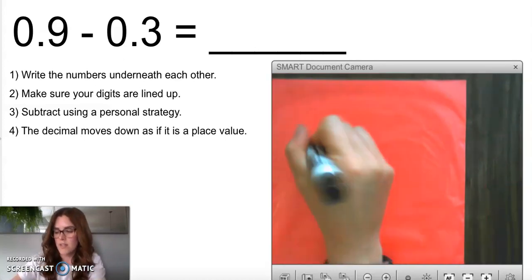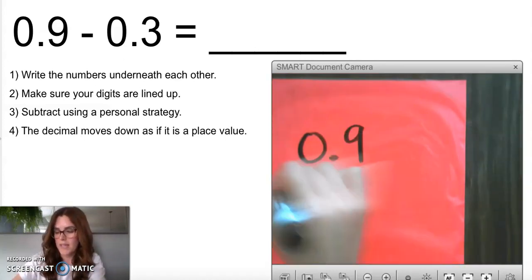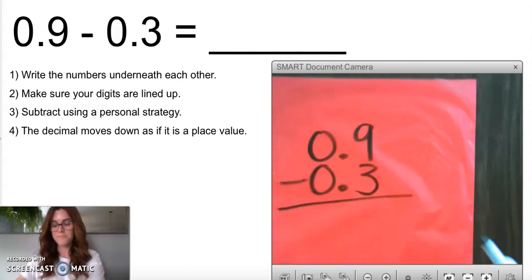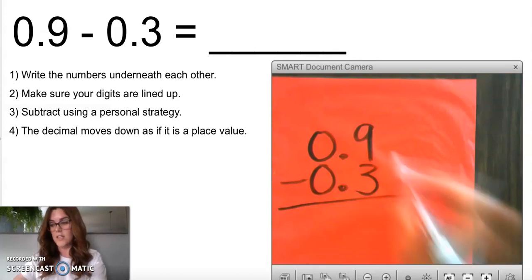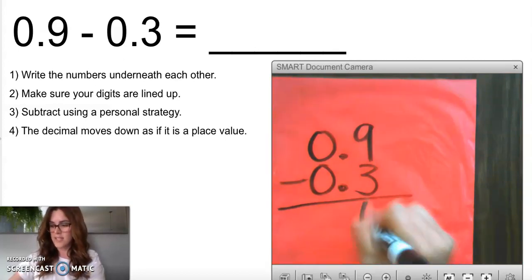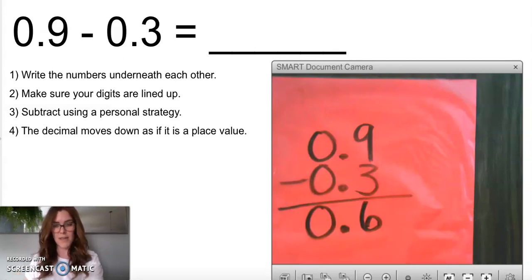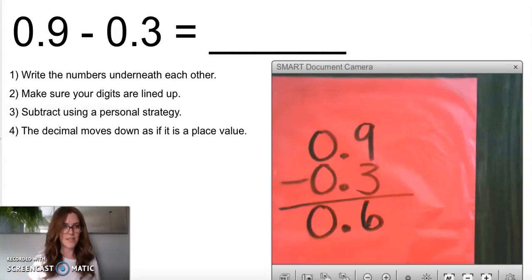So we have 0 and 9/10 minus 0 and 3/10. So I have my decimals stacked on top of each other. Now I'm going to start subtracting. So 9 minus 3 is 6. And then I'm going to bring the decimal down, and 0 minus 0 is 0. So my answer is 0 and 6/10.